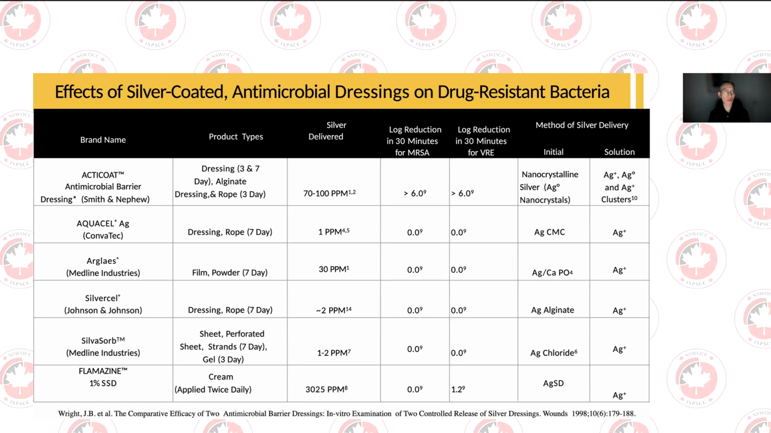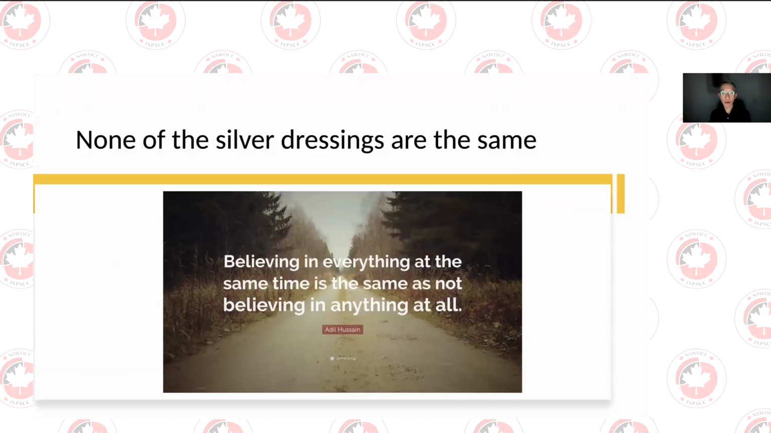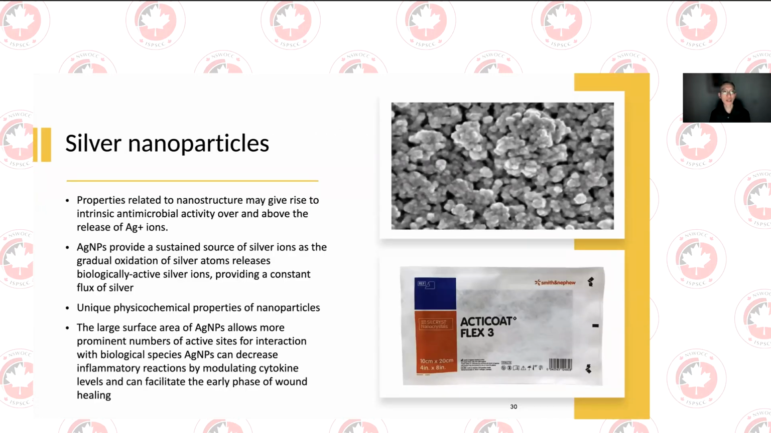Why do I want to highlight the others? Because there are some existing products out there with a lower concentration of silver, but based on some systematic reviews of the literature and evaluation, we do perhaps need a higher range of concentration in order to address some very stubborn, very recalcitrant, very resistant bacteria. So in other words, not all silver dressings are the same. I like this quote: "Believing in everything at the same time is the same as not believing in anything at all." So be very critical and very judicious about the choice of silver based on the patient and the wound that you're encountering.